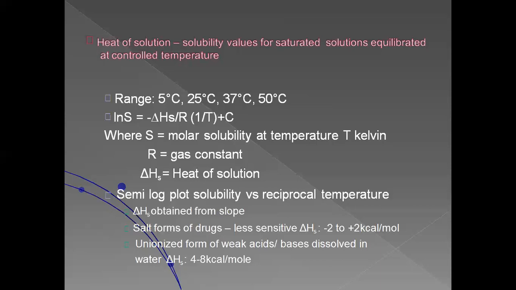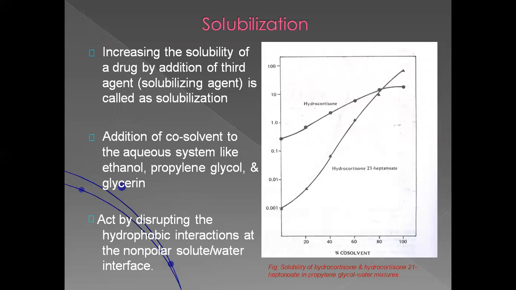So for non-electrolytes and unionized forms of weak acids and bases dissolved in water, heats of solution are usually in the range of 4 to 8 kcal per mole. Salt forms of the drug are often less sensitive to temperature and may have a heat of solution between -2 and 2 kcal per mole. Next is the solubilization.